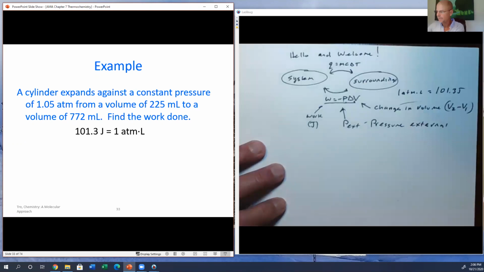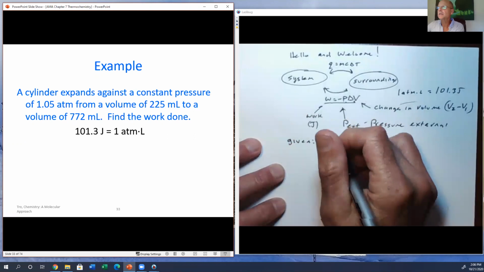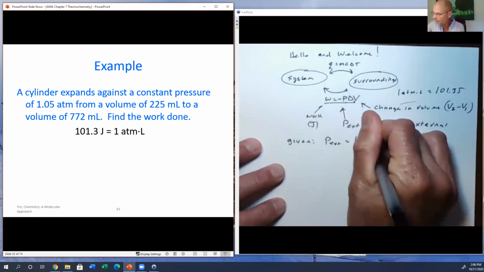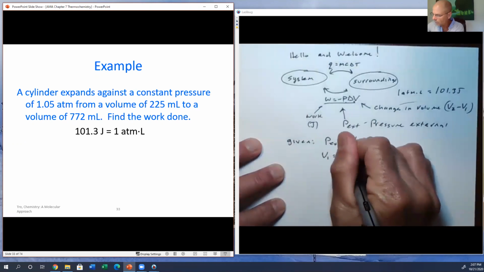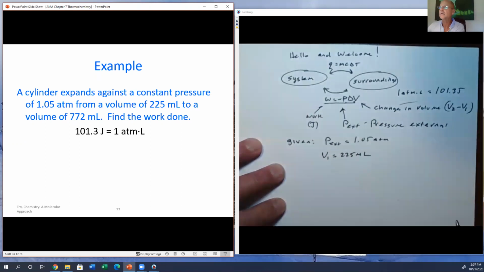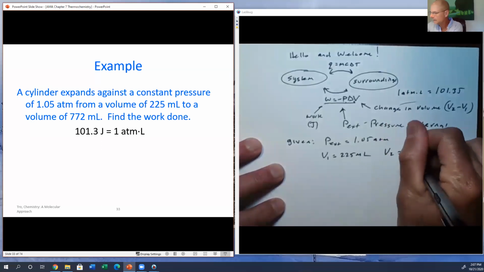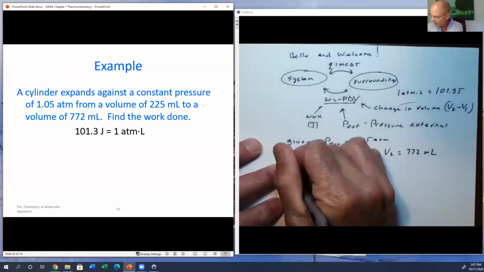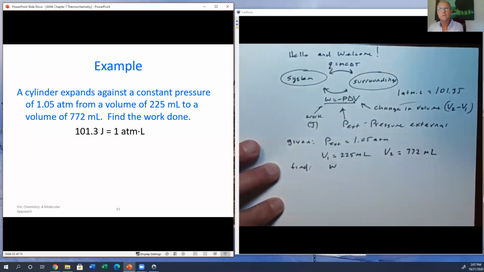Okay, let's do this problem. So we're given that a cylinder expands at constant pressure. The constant pressure is 1.05 atmospheres, and it has an initial volume of 225 milliliters, and it expands to a final volume of 772 milliliters. And you want to find W, the work, okay?